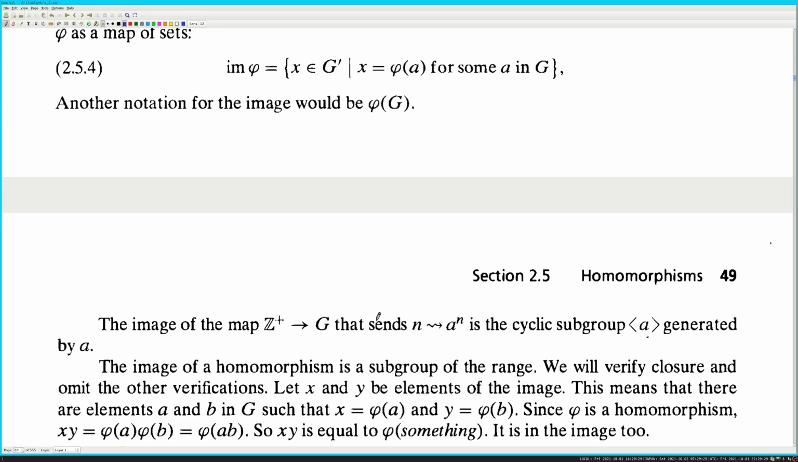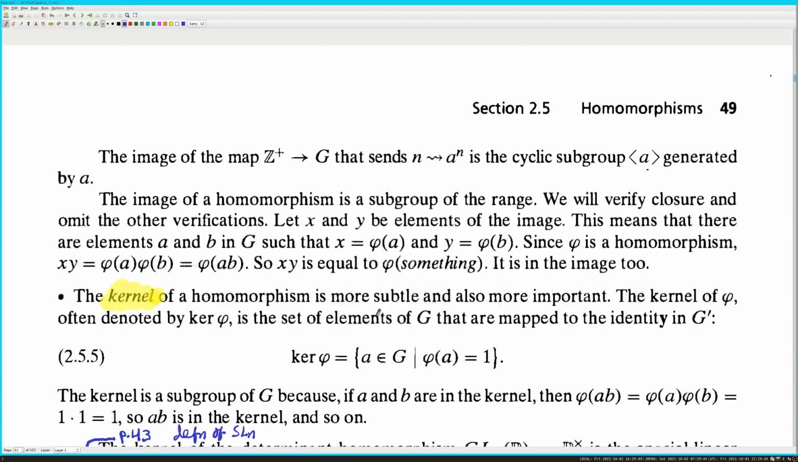Okay, we've got 2.5 more pages. The image of the map from Z to G that sends n to a to the n is the cyclic subgroup. The image of a homomorphism is a subgroup of the range, of the range of the function, so the image of the function. Okay.